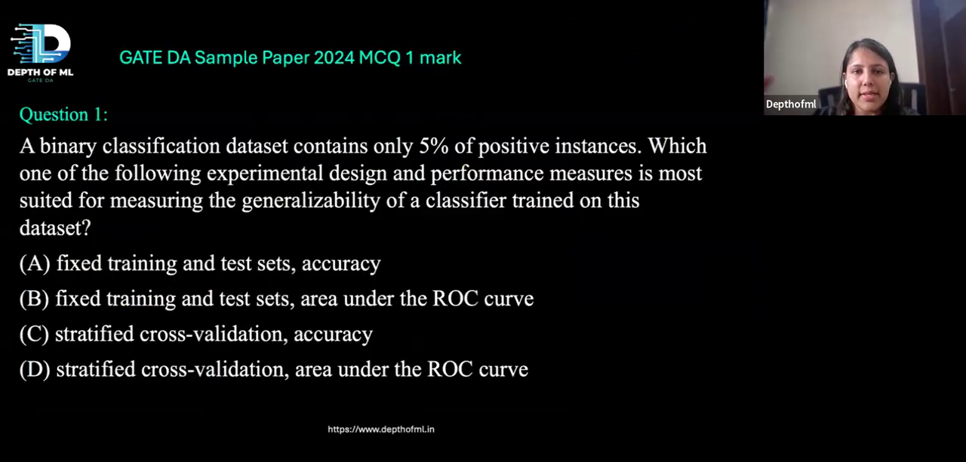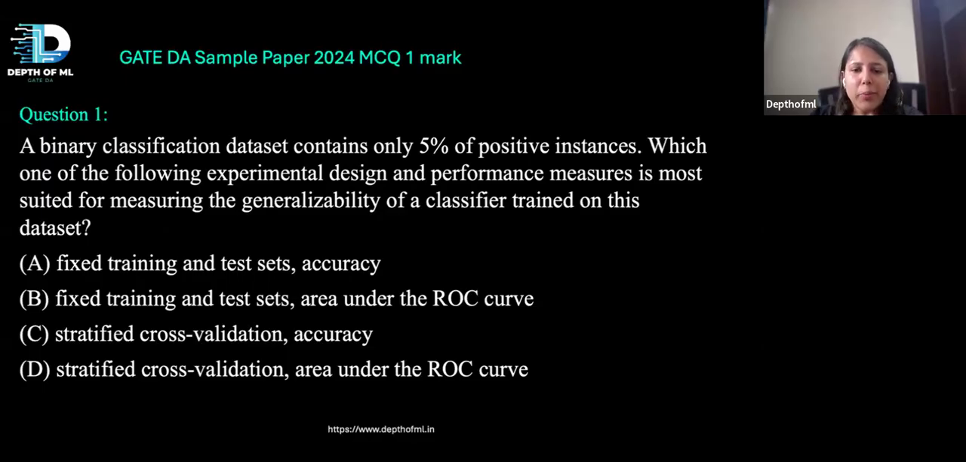This was from the GATE sample paper 2024, and this was a 1-mark MCQ. The question is asking, a binary classification data set contains only 5% positive instances. So we know that this is an imbalanced data set. Which of the following experimental design and performance measure is most suited for measuring the generalizability of the classifier trained on this data set? They are saying that this data set is very heavily imbalanced because only 5% of the data is positive. The rest is the other class, which is probably the negative class, right?